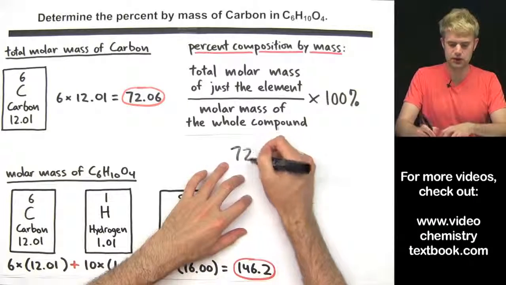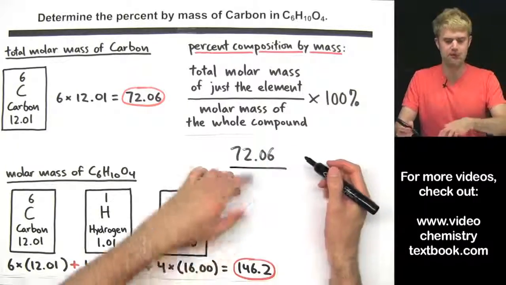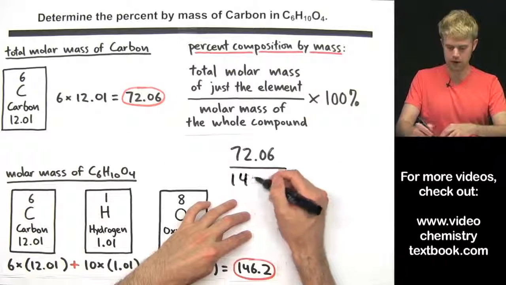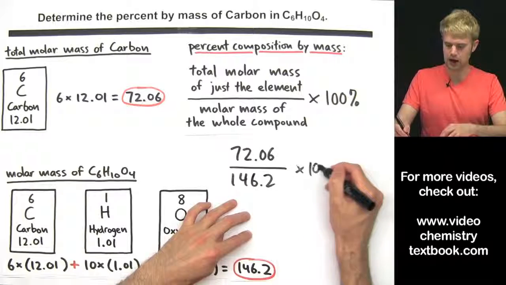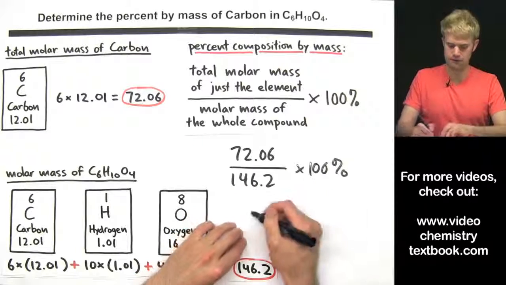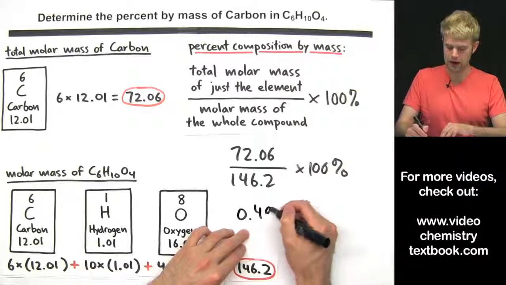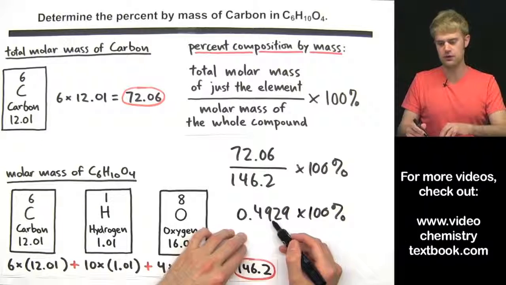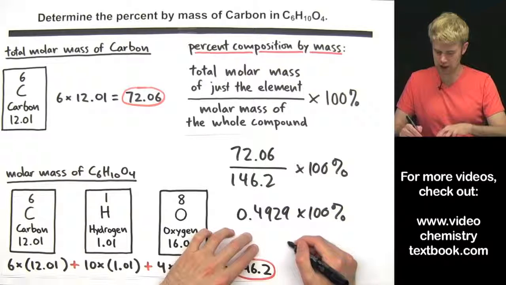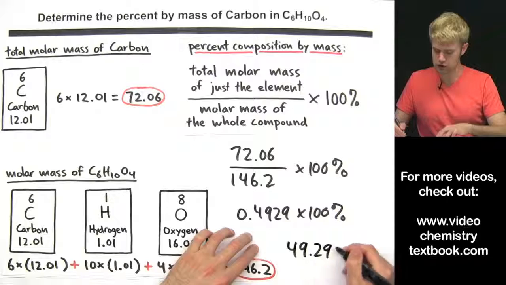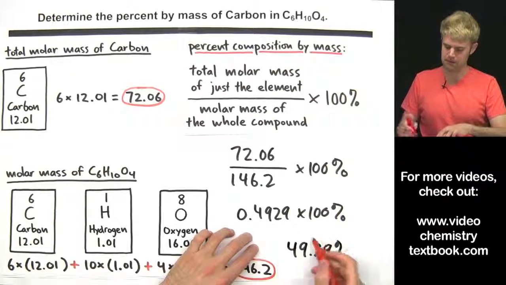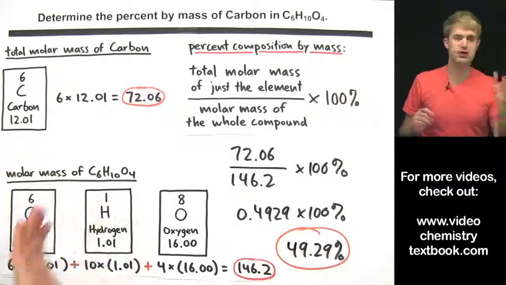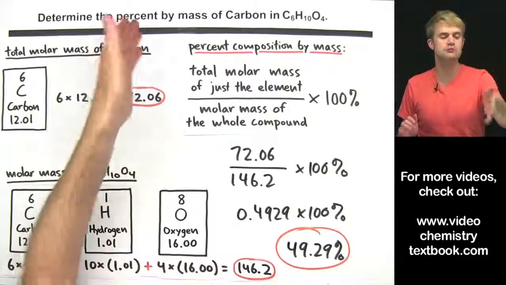We get 72.06 on the top for the molar mass of just the carbon, divided by the molar mass of the whole thing, 146.2, times 100%. The first step is going to give me 0.4929 times 100%. And the second step, moving this over 2 spots and turning it into a percentage, is going to give me 49.29%, the percent by mass of carbon in this big compound. So that is how to calculate percent composition by mass, also known as percent by mass.